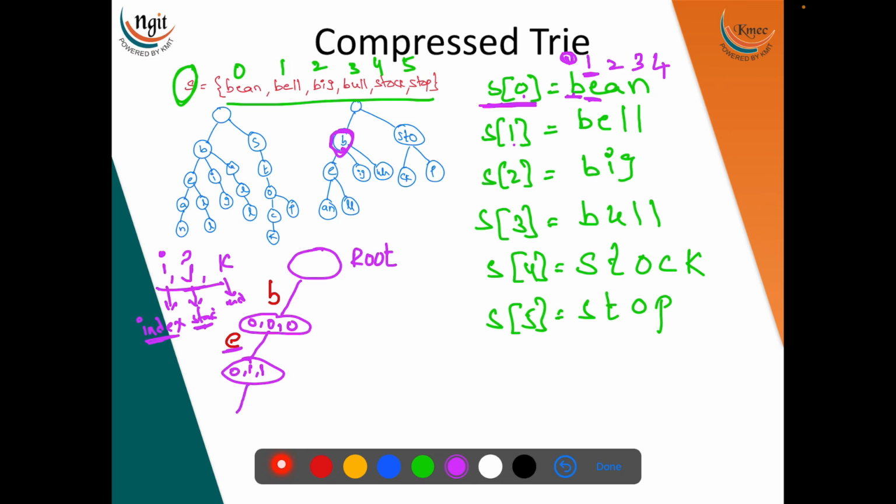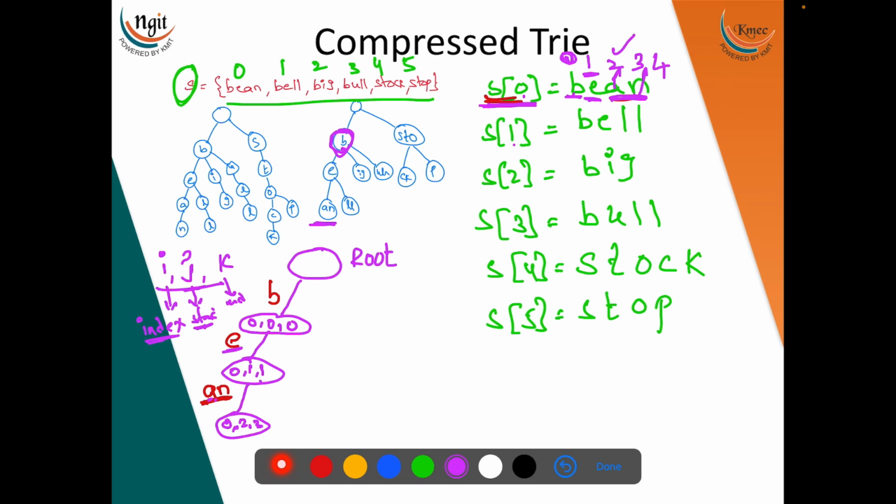Now the next is AN. AN is the word, with A the beginning and N the ending. This word belongs to S of 0, so I point the 0th index. A has started at the second index and ended at the third, so AN's beginning is 2 and ending is 3. Now it is 0, 2, 3. Okay, so B in the memory representation is done.